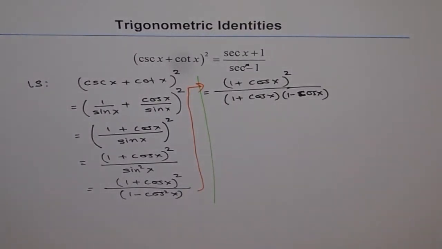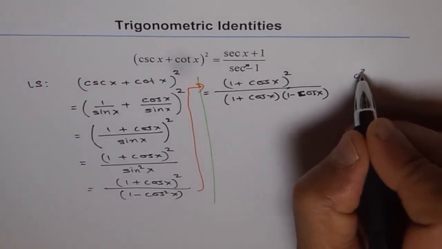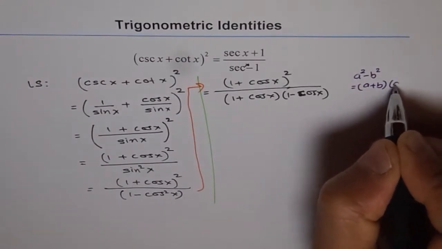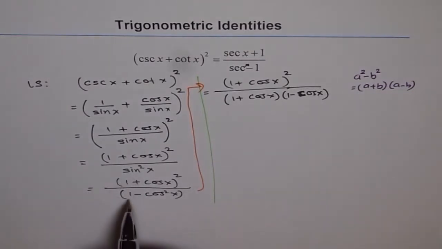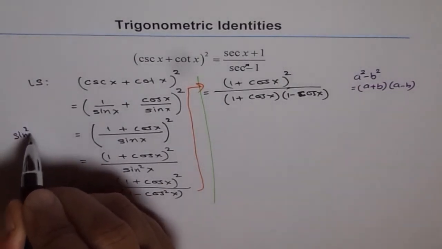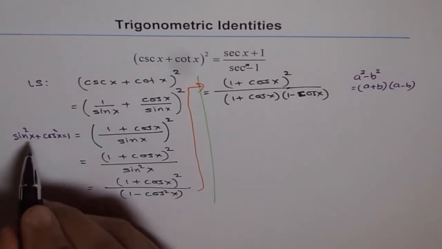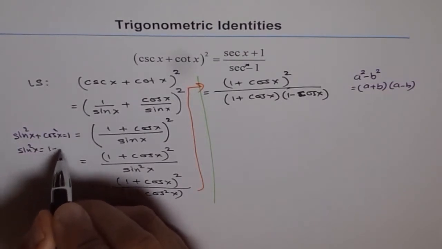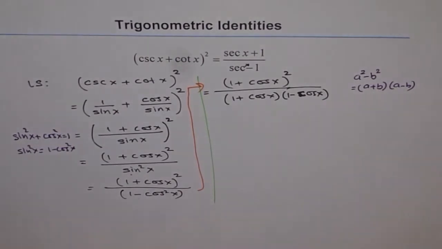Let me write here for simplicity. This is a square minus b square, right? A square minus b square is equal to a plus b times a minus b, right? And here I used the Pythagorean identity when I wrote sine square x as 1 minus cos square x, correct? So, you know, sine square x plus cos square x equals 1. So sine square x can be written as 1 minus cos square x. That is what I replaced sine square x with, correct?